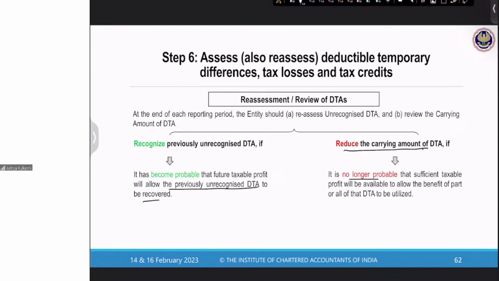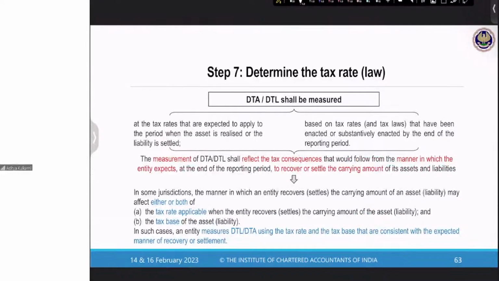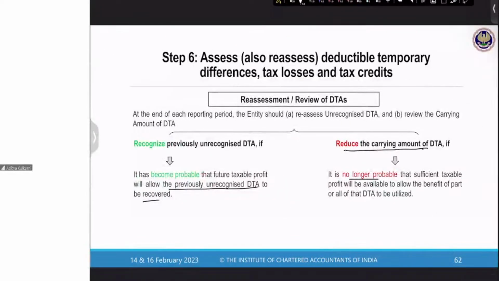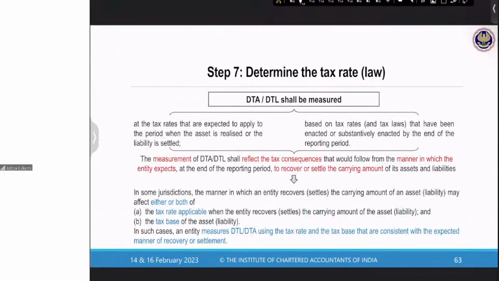So what is our tool as auditors, if you are in the assurance field, is documentation. You need to have documentation of what was done in the past and what the position is now. And you need to review that documentation at each reporting date to ensure that the assessment is in line with what we have assessed previously. Okay, so that takes care of step 6: assess or reassess deductible temporary differences, tax losses, etc.